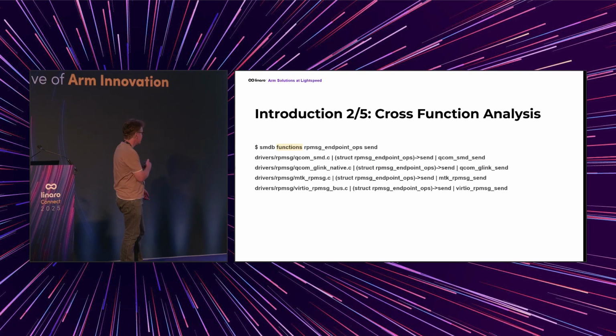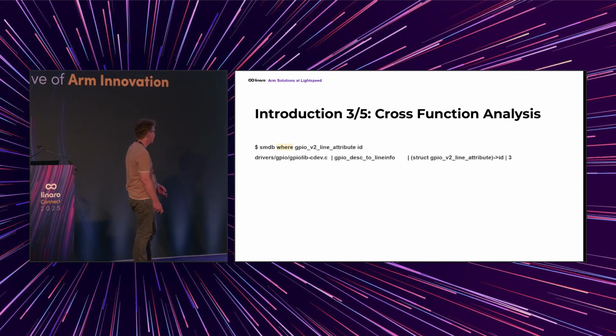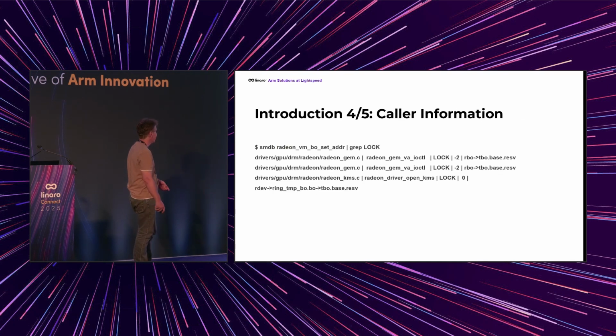So this function, smdb functions, and then the name of the function. This is a struct member, and it tells you which functions implement that struct member. Then you can look at those and see what they do, how they're implemented. You can copy and paste. This will tell you where a variable is set, and that's very good information, just in general. But mostly, we're using the cross-function database for checking how functions are called and what they return.